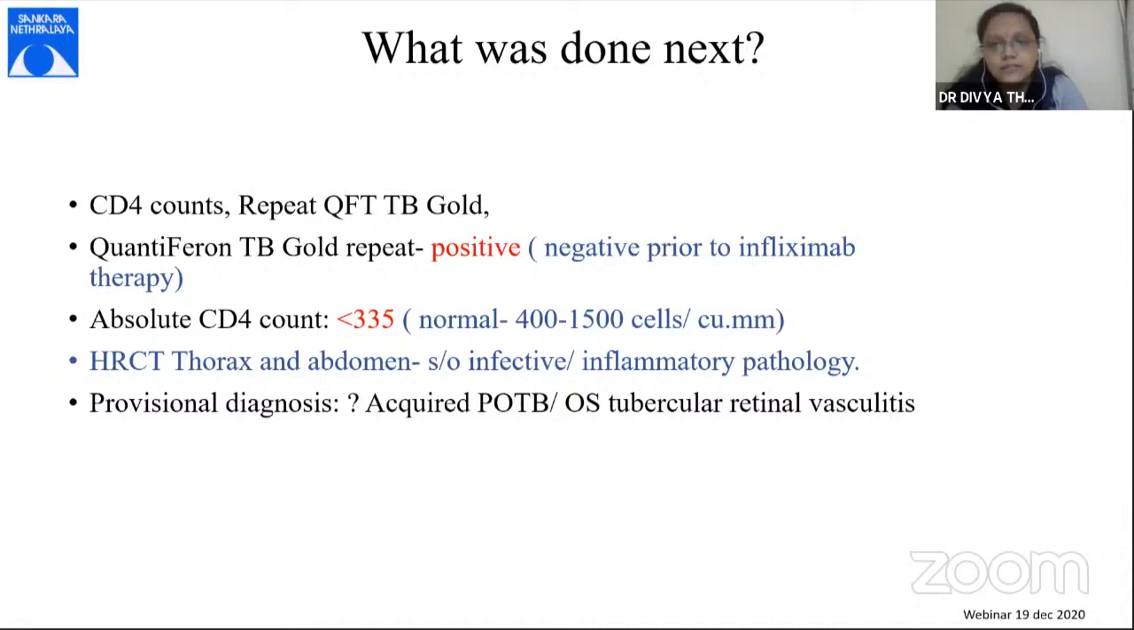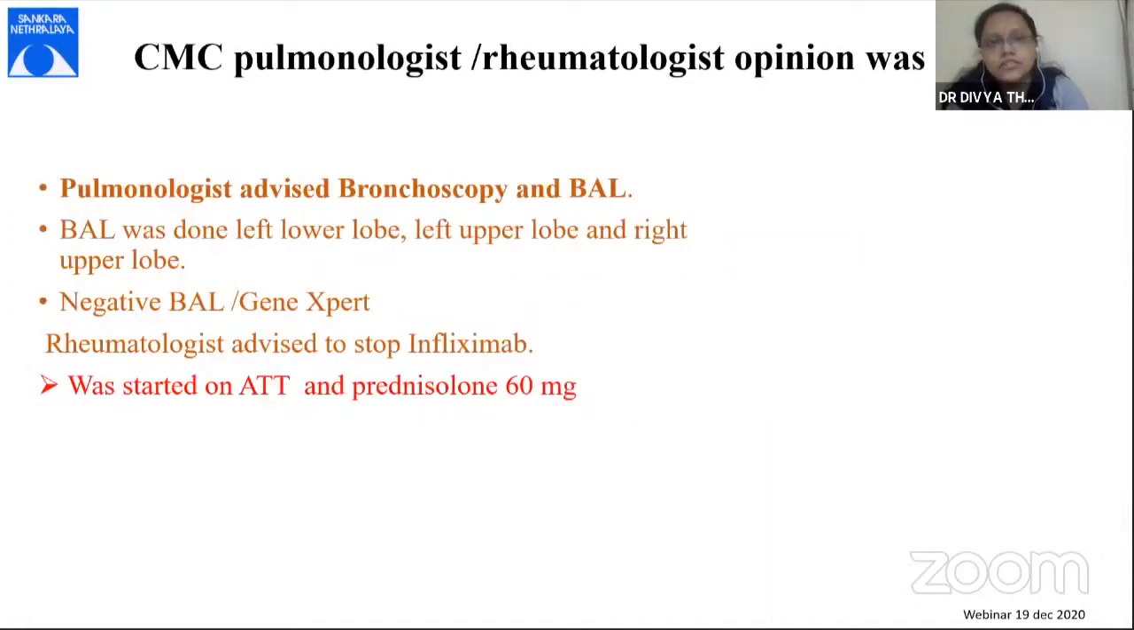As the patient was leaving, the CMC pulmonologist and rheumatologist opinion was sought. The pulmonologist advised bronchoscopy and bronchoalveolar lavage, which was done in the left lower and upper lobes and the right upper lobe. It was negative for GeneXpert also. The rheumatologist advised the patient to stop infliximab, and he was started on antitubercular therapy and prednisolone 60 milligrams.